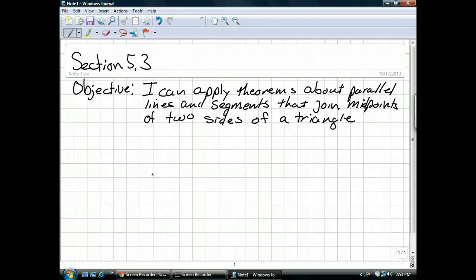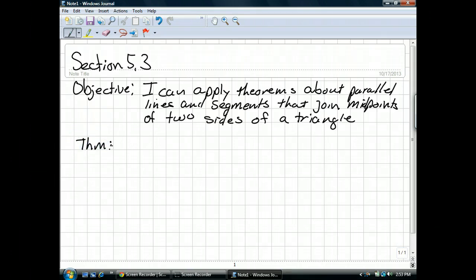Section 5.3, our objective today is I can apply theorems about parallel lines and segments that join midpoints of two sides of a triangle. All right, we're going to start out with our theorems today.